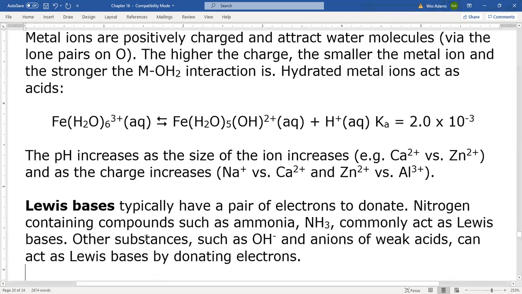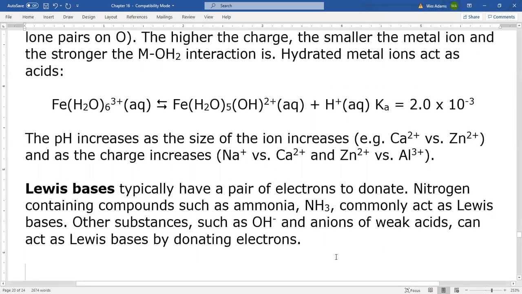Lewis bases tend to donate electrons. For example, nitrogen-containing compounds like ammonia commonly act as Lewis bases, even if water's not present. Other substances like hydroxide and anions of weak acids can often act as Lewis bases by donating electrons. Again, very popular in organic chemistry where you're often not in water.